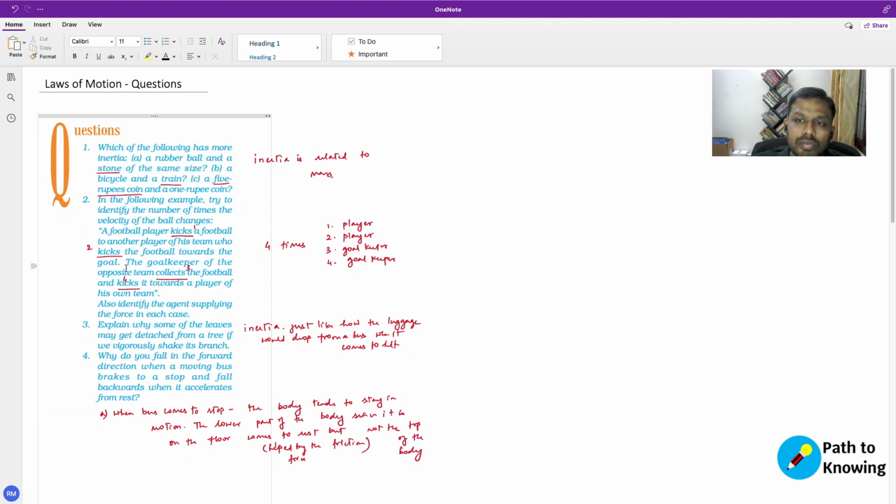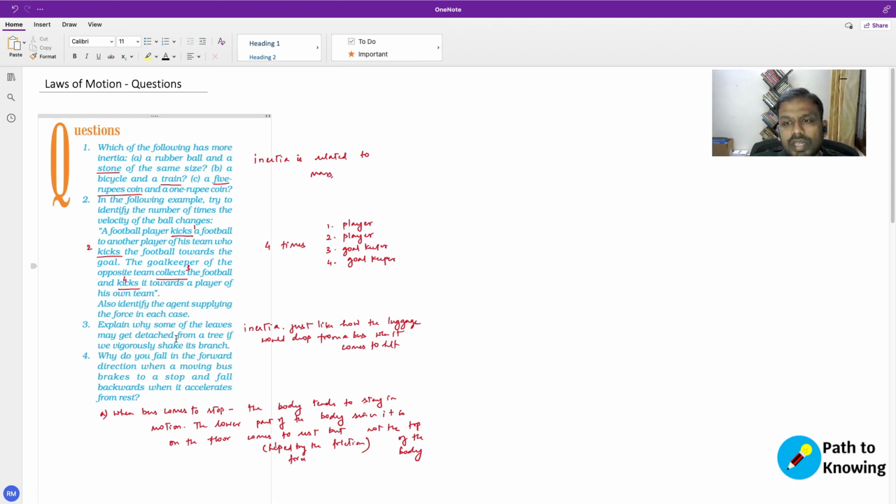Then the goalkeeper of the opposite team collects the football. Here the goalkeeper possibly brings the ball to rest, right? That is also a change in velocity. Bringing something to rest is also a change in velocity. So for the third time, the ball changes its velocity, and the agent is the goalkeeper, who is bringing that ball to rest, probably giving that opposing force. Then he kicks it towards a player of his own team. After collecting the ball and bringing it to rest, the goalkeeper hits the ball to another player of his team. So that's the fourth time that the velocity has changed, and here again, the agent is the goalkeeper.